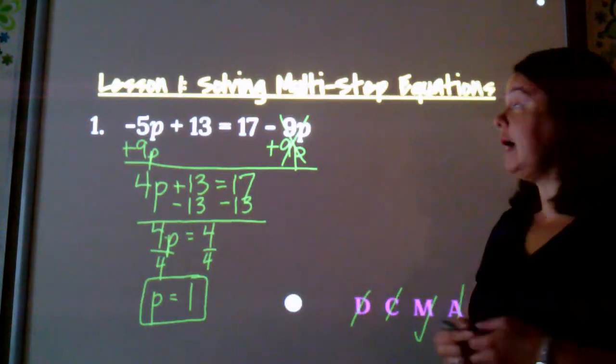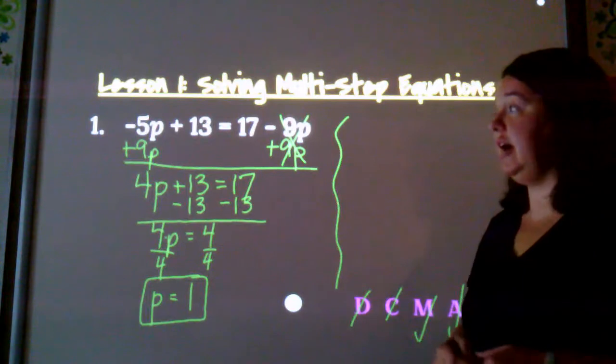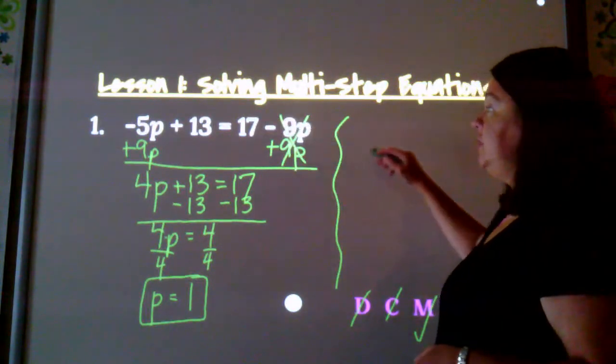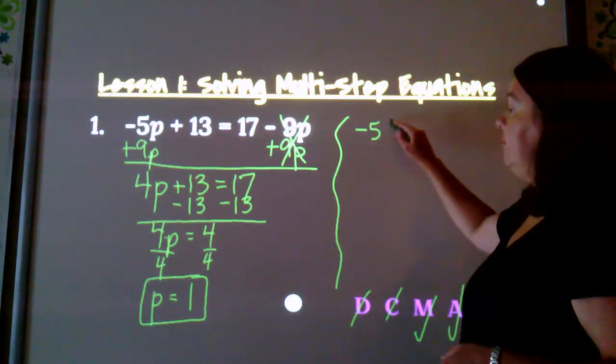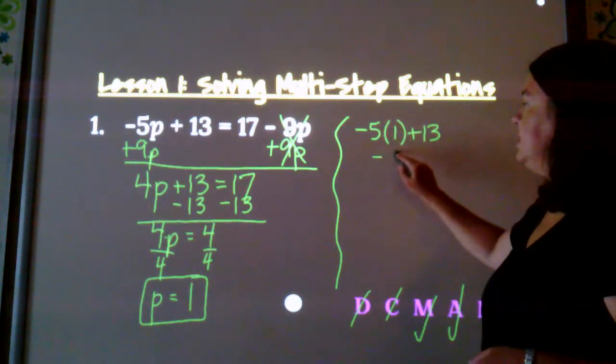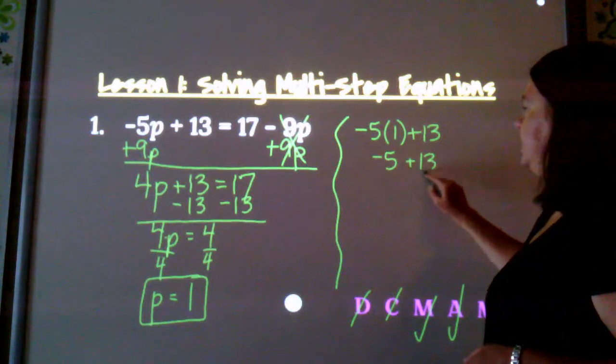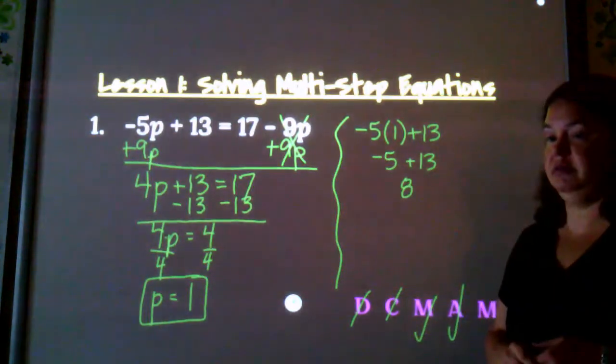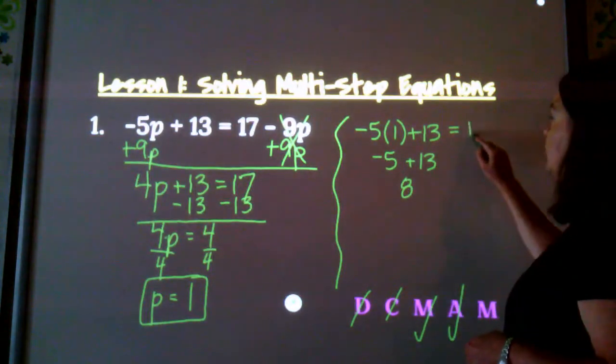Now, you can check. I don't require a check, but you can check. And you can check by plugging into the original. So I'm going to plug in negative 5 times 1 plus 13. Well, negative 5 times 1 is negative 5. Negative 5 plus 13 is 8.